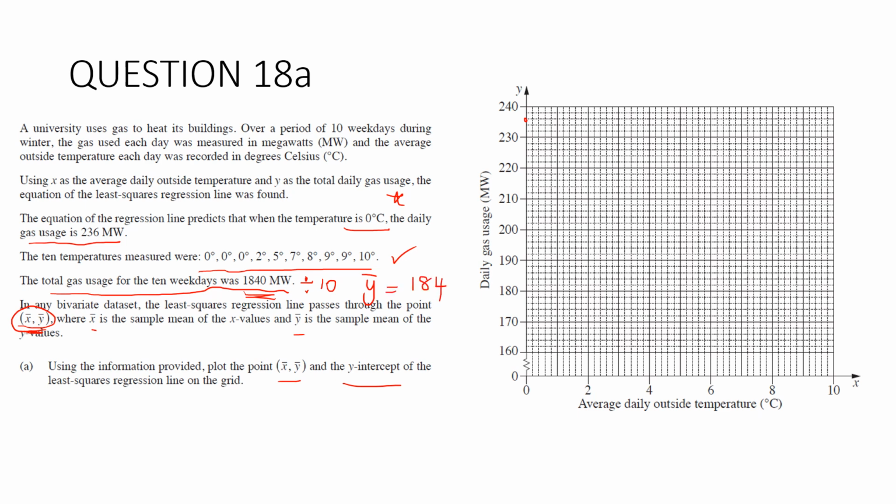184. And I'll just add those other scores up. So I've got 2 plus 5 plus 7 plus 8 plus 9 plus 9 plus 10, and divide it by 10. Don't really need to do that, it is 5. So the sample mean point is going to be (5, 184). And plotting that, 184, I believe it's there.